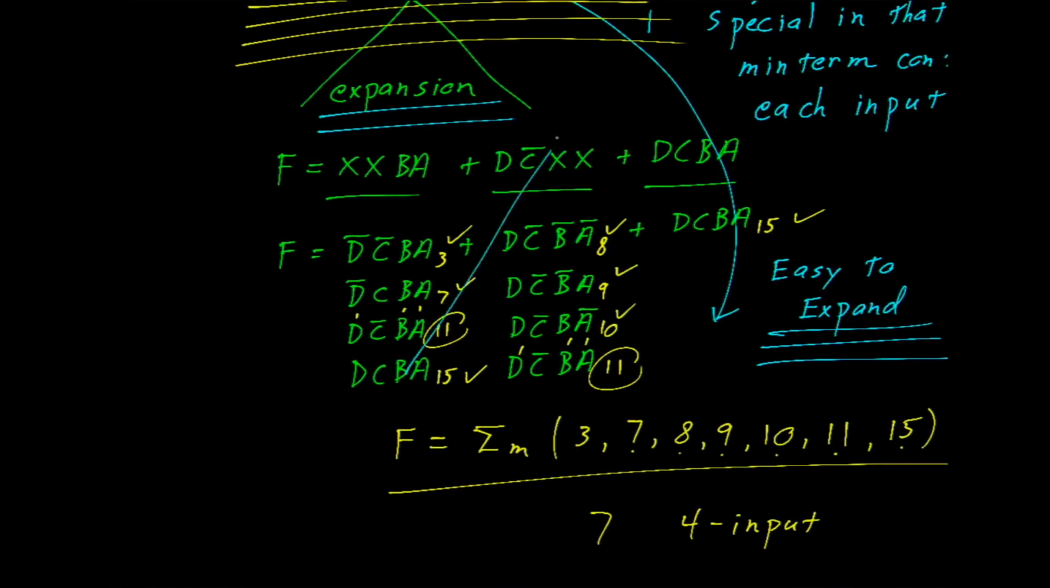With all that in mind, let's go back to this piece here. Remember, this was an expansion. Our objective is to go in the opposite direction, to essentially go from all of the minterms to an optimized sum of products equation.